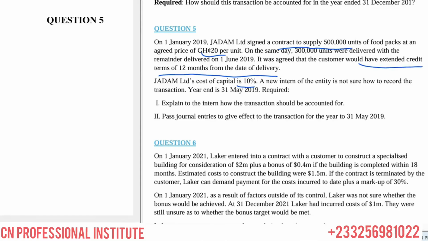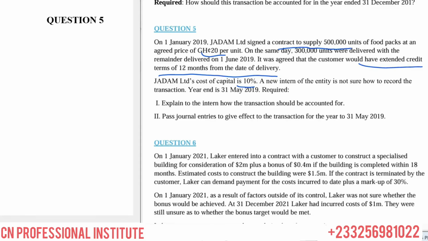Year end is 31st May 2019. You are required to explain to the intern how the transaction should be accounted for, and then pass journal entries to give effect to the transaction for the year ended 31st May 2019. So let's look at something.